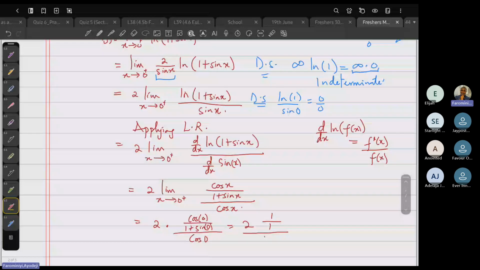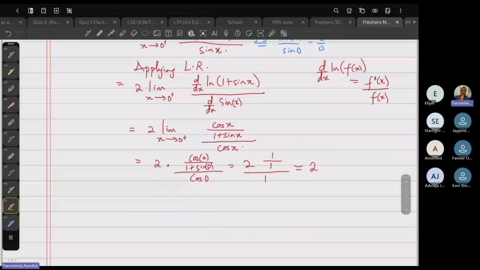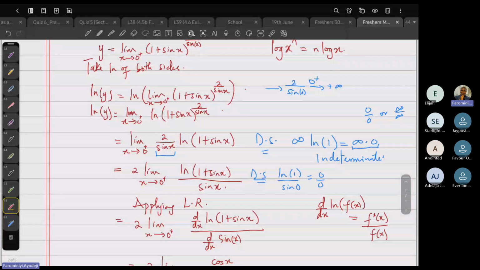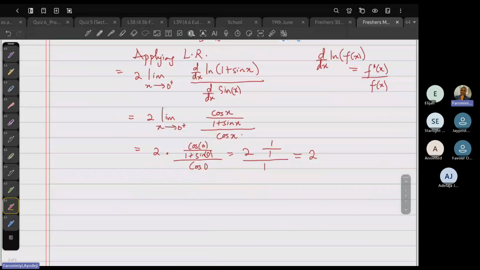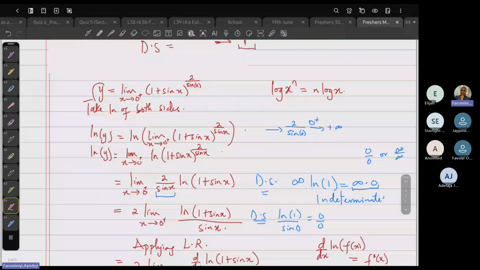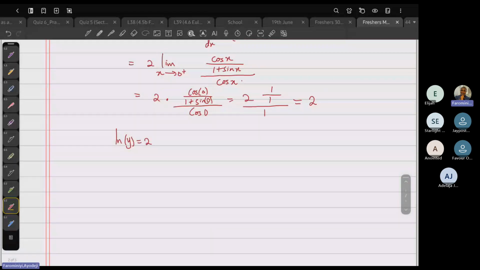So basically, this is just equal to 2. And don't forget what is equal to 2. Where's the beginning of the chain of equalities? It is natural log of y. So we have natural log of y equals 2. But it is not natural log of y that we are interested in. Our bone of contention is y.